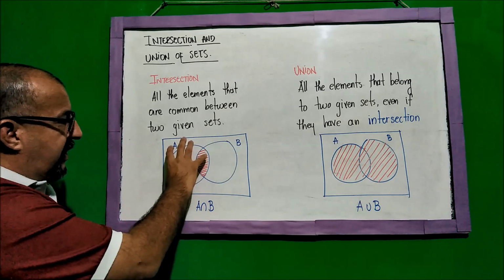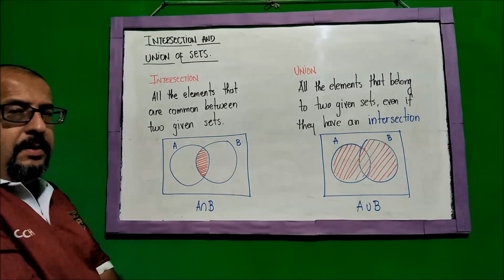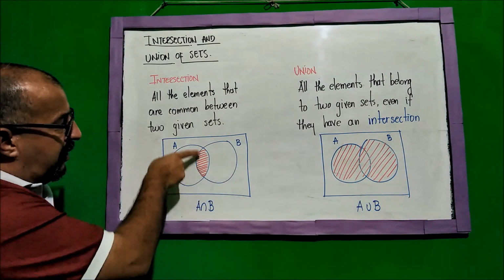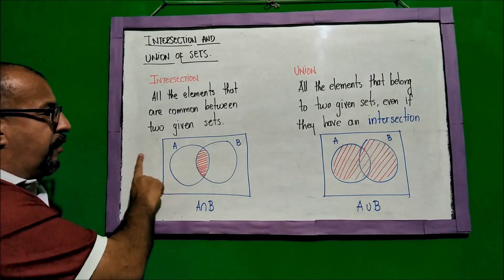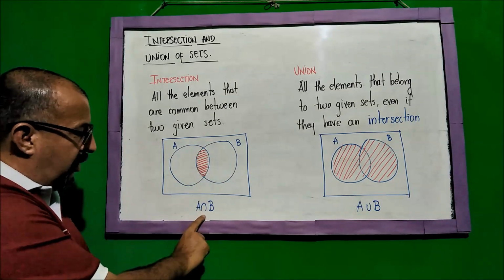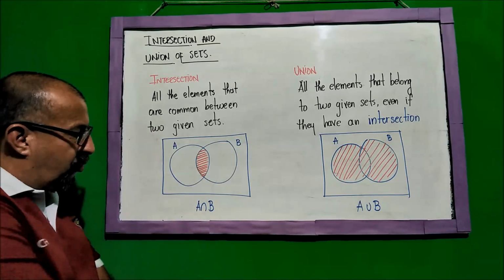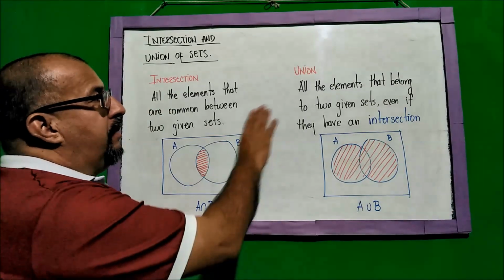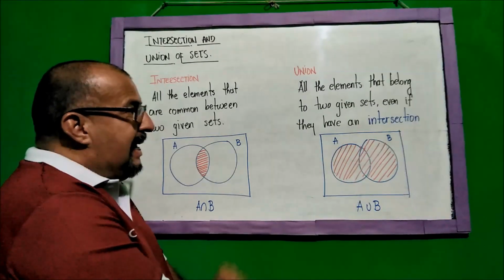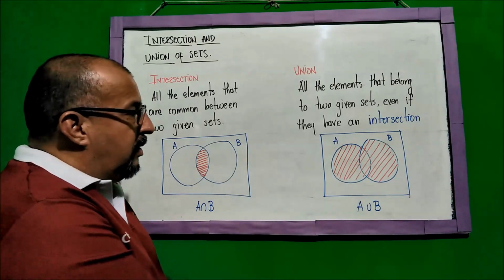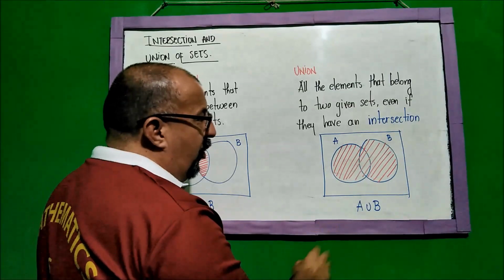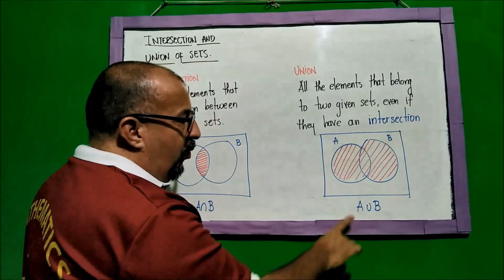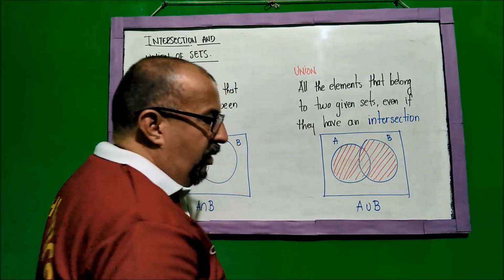For example, we have set A, formed by this figure in here, this Venn diagram, and we have set B in here. And as you can see, the one in the middle are elements that are shared by both A and B. That is what we call intersection, and we identify the intersection with this symbol. Then we're going to talk about union, all the elements that belong to two given sets, even if they have an intersection. That's why we have a shaded region that involves all the elements of A, all the elements of B, and their intersection. We identify union with this symbol in here.